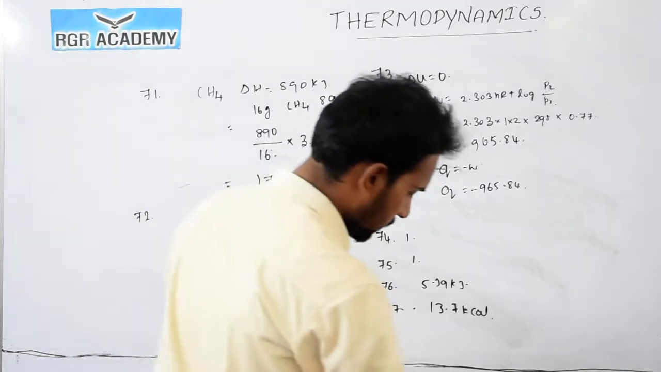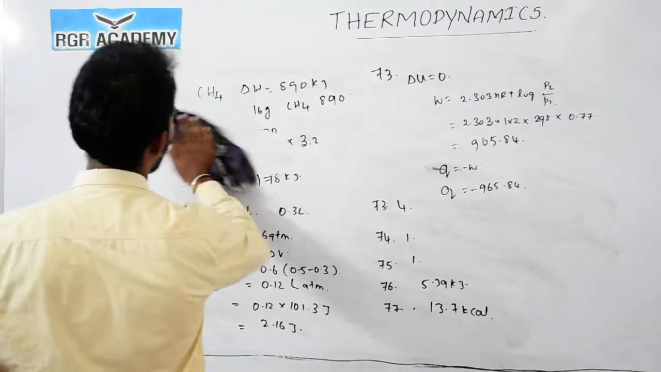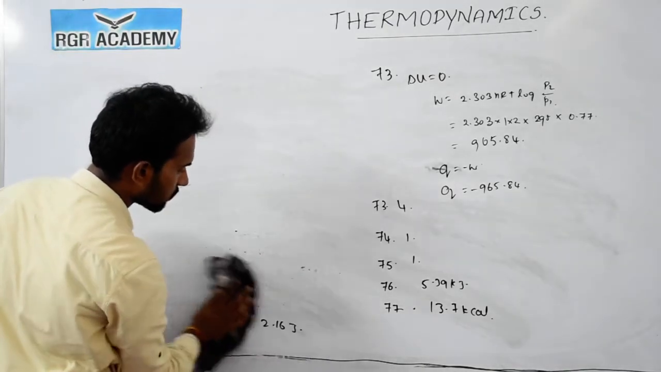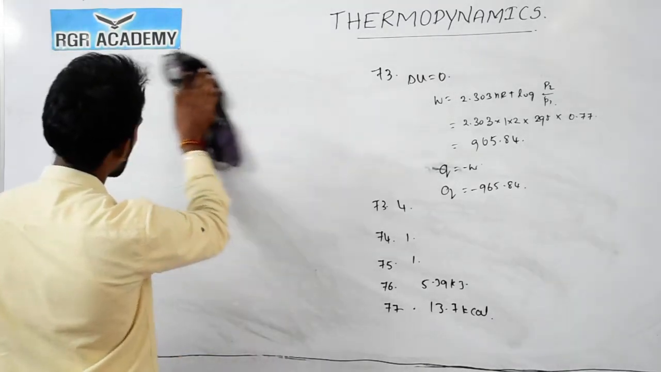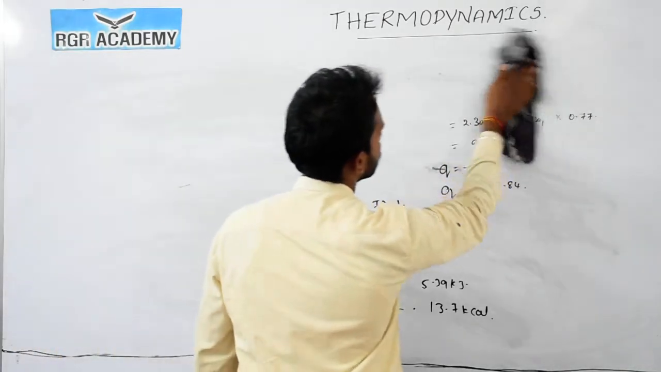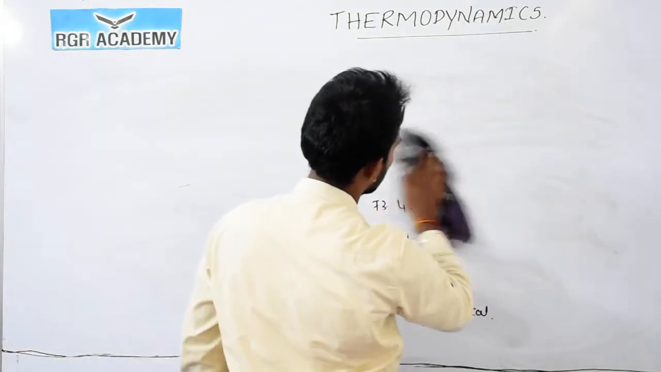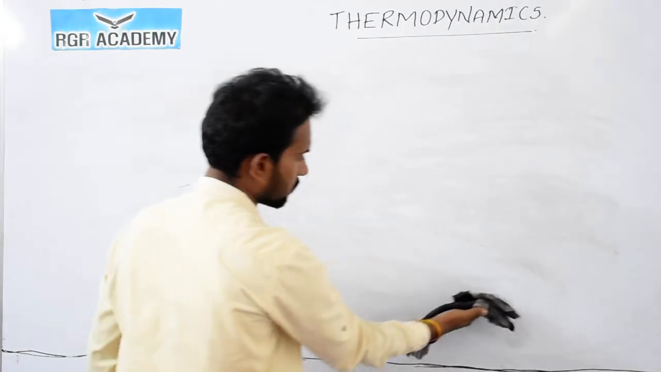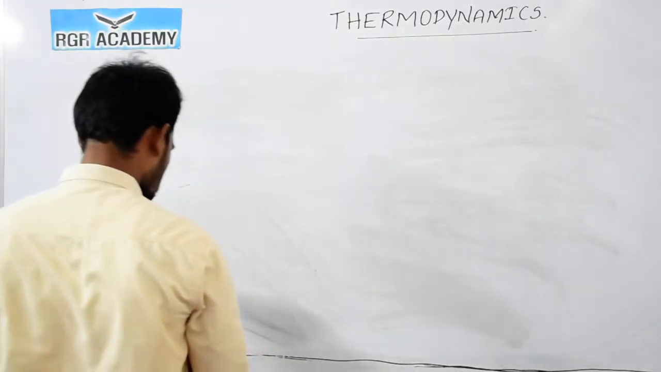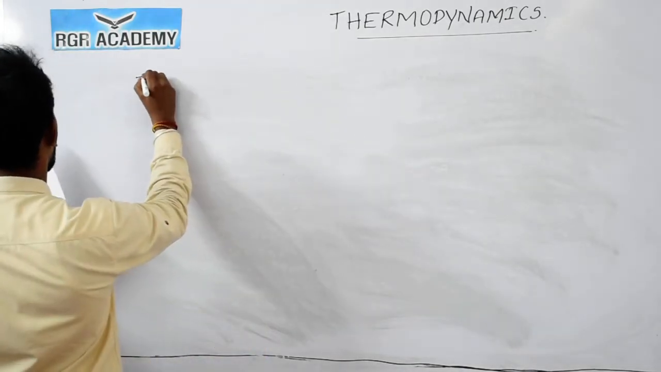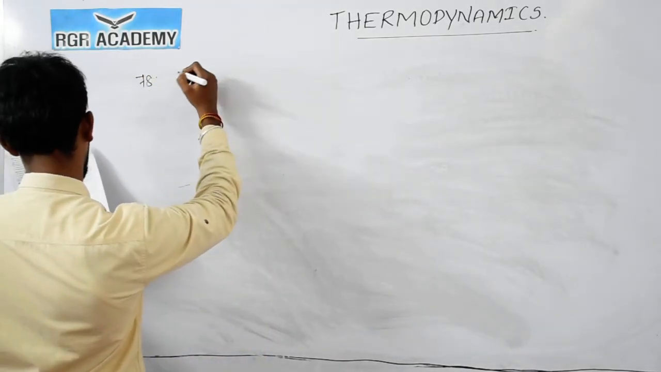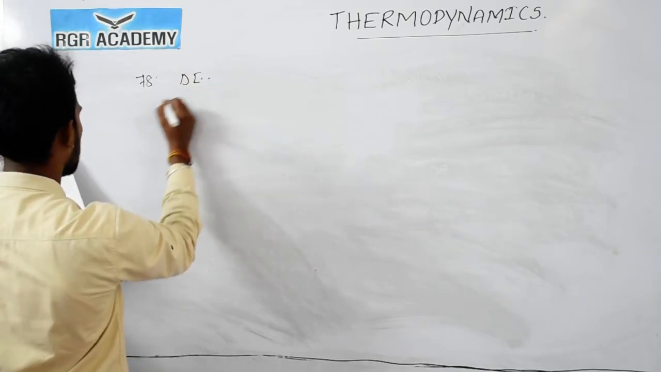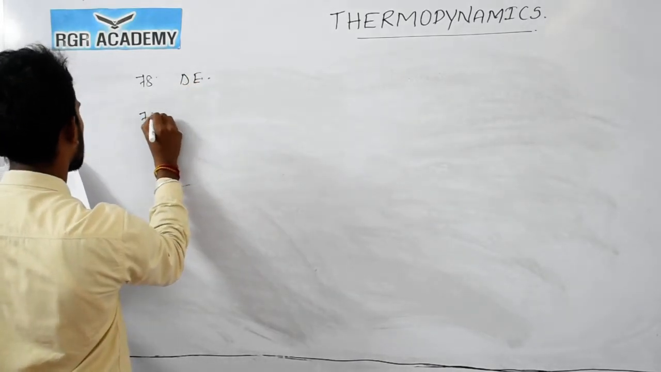Now question number 78. See this question number 78. Amount of heat measured for a reaction in a bomb calorimeter, which is delta E. Now question number 79.